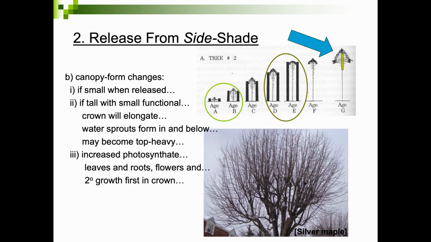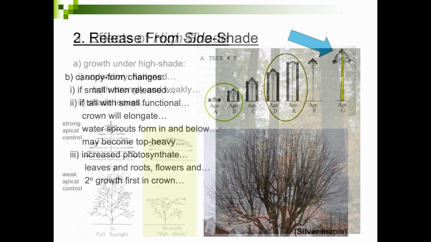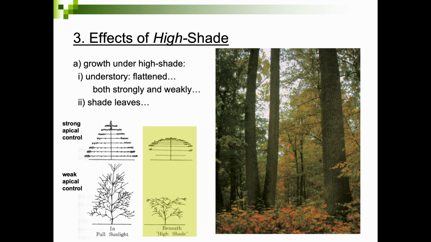So again, first secondary growth occurs up in the canopy, and then you get this secondary growth radiating down towards the forest floor, where the individual is then more supported. So both strongly apically controlled trees and weakly apically controlled trees are both going to have a flattened shape to their canopy when grown in high shade.